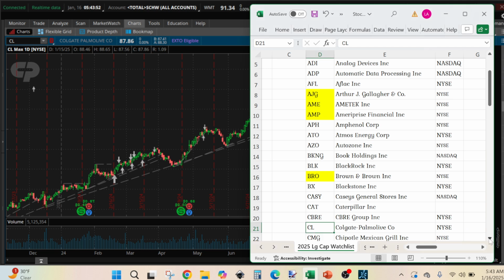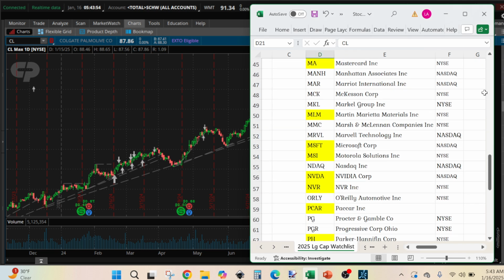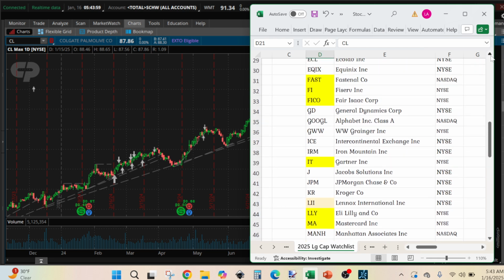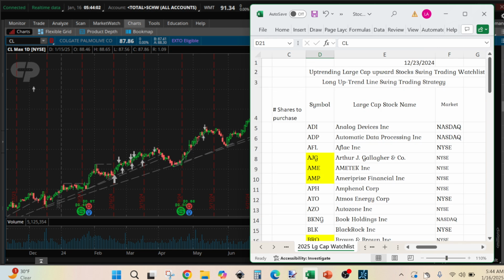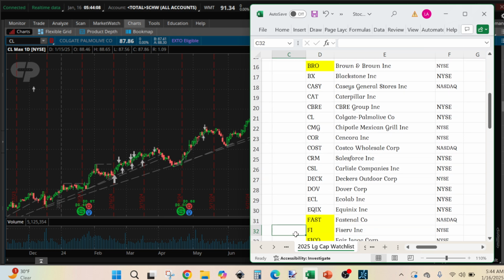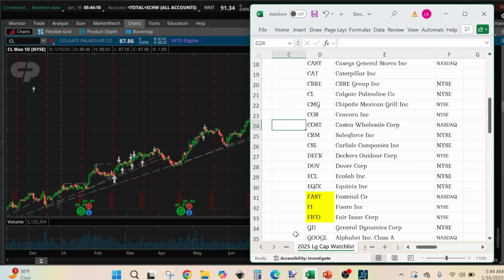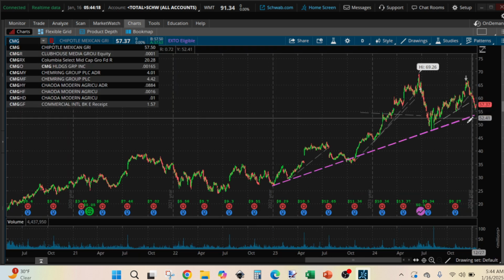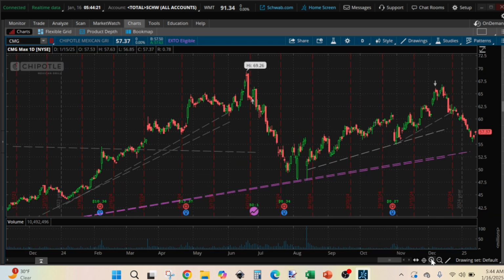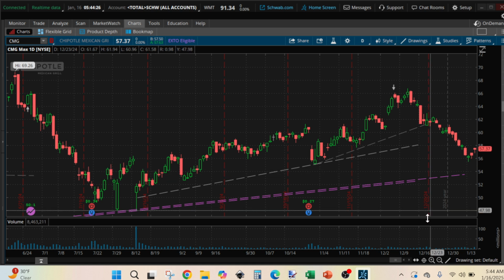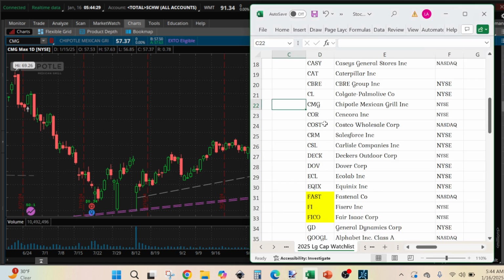The next one is CMG. CMG, we like to buy at this trend line, and the price seems to be going there. It just has not touched base with it yet. We have 2 days pullback.